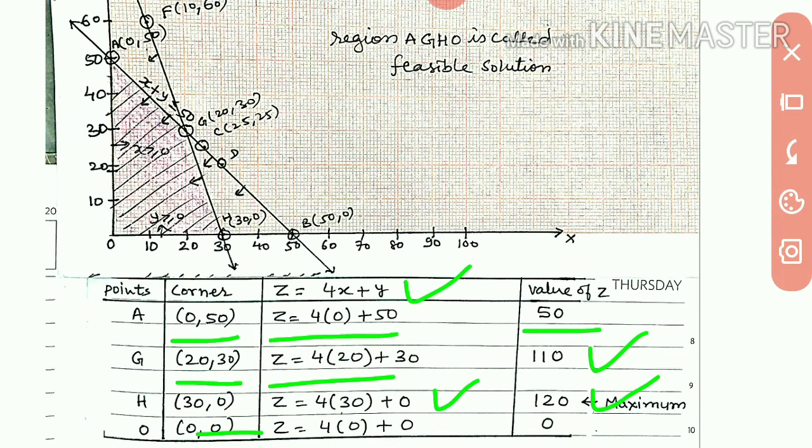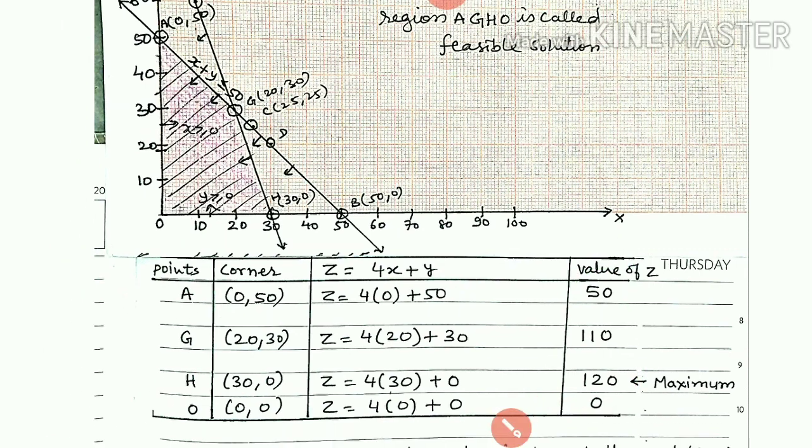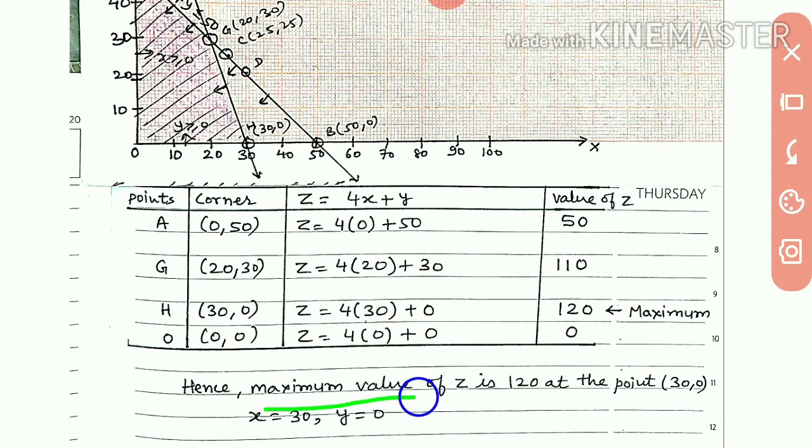Now in the question we have to find the maximum value of z. So from these, what is the maximum value of z? Maximum value of z is 120. So this 120 is the maximum value. So you can write the maximum value of z is 120 at the point 30 and 0, means x equal to 30 and y equal to 0. The value of z is maximum. So hope you understand this solution.